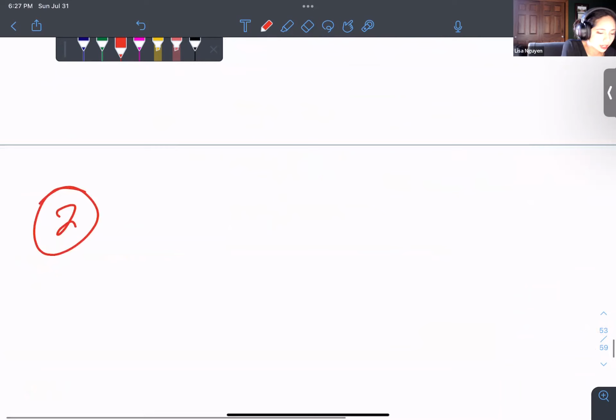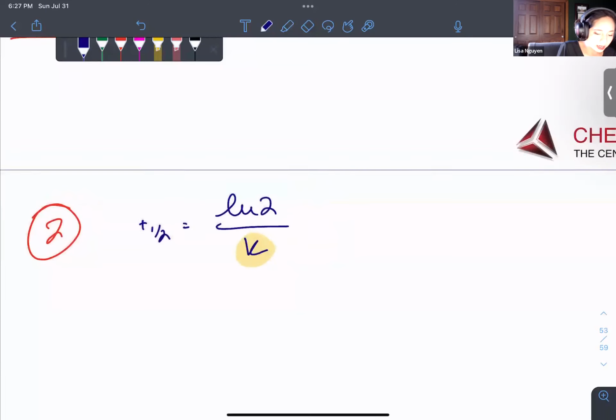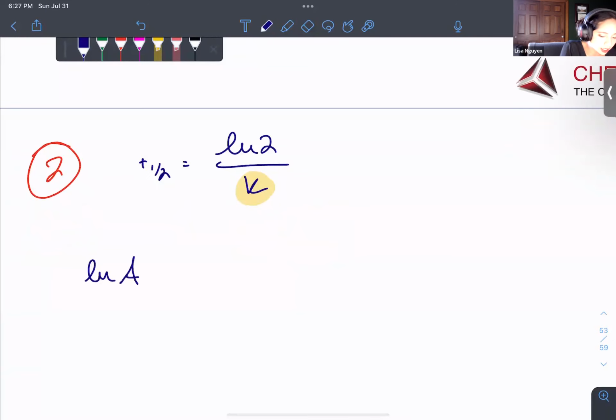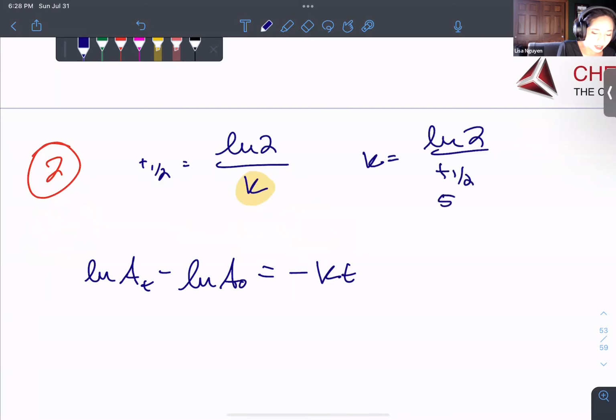The other way to do it, and again, it'll always work, is to recognize that T1/2 equals natural log of 2 over K. So if we get that K value, we can plug it into our integrated rate law: ln of the concentration minus ln of the initial concentration equals negative KT. Recognize that in this equation, we don't put the half-life time, we put K, the rate constant. So if we move things around, K is equal to natural log of 2 over T1/2.